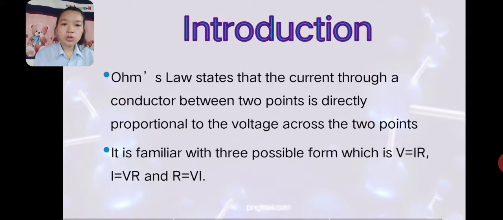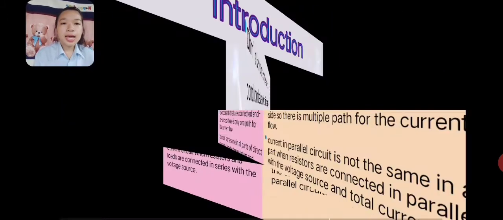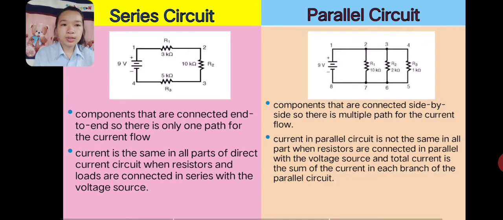Thus, Ohm's law is familiar in 3 possible forms, which are V equal to IR, I equal to V over R, and R equal to V over I, where V represents the voltage, I represents the current, and R represents the resistor. However, there is a difference between the series circuit and the parallel circuit.